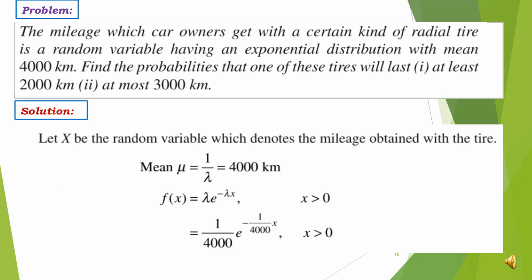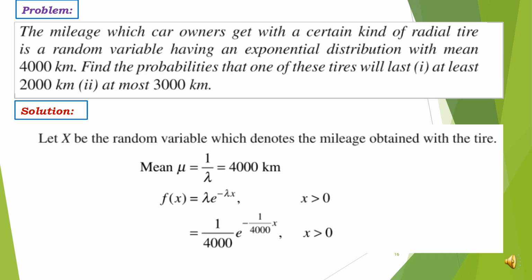The next one: the mileage which car owners get with a certain kind of radial tire is a random variable having an exponential distribution with mean 4000 kilometers. The mean value is given here, and we have to find the probabilities that one of these tires will last at least 2000 kilometers and at most 3000 kilometers. Obviously you will be using the exponential distribution. In the first case, for at least 2000 kilometers, that's the probability of x greater than or equal to 2000, and the next one, at most 3000 kilometers, is the probability of x less than or equal to 3000.